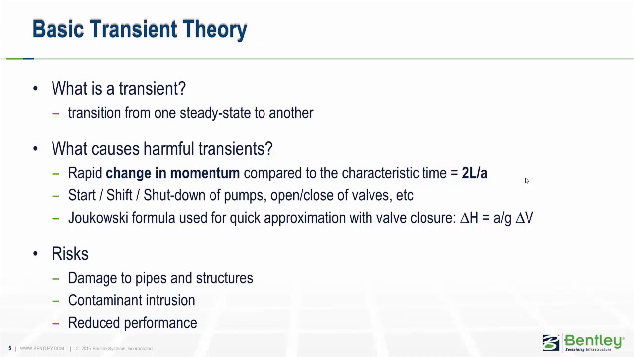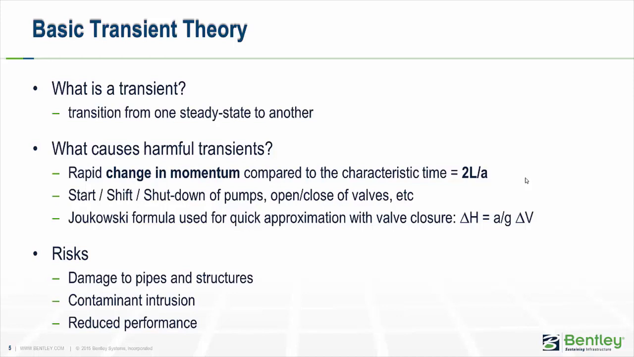There is a standard formula called the Joukowsky equation that you can use to do a quick approximation of the actual magnitude of that hydraulic grade change, or head change, as a result of a change in momentum that's less than the characteristic time. That's really just a rule of thumb. It doesn't account for a lot of different complexities that Hammer can account for. Some of the risks of hydraulic transients: obviously, it can damage the pipes if it exceeds the rating of the pipe.